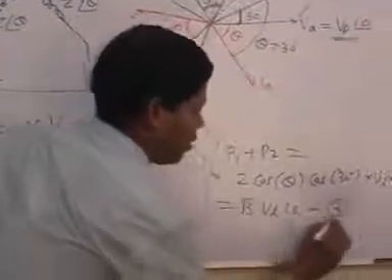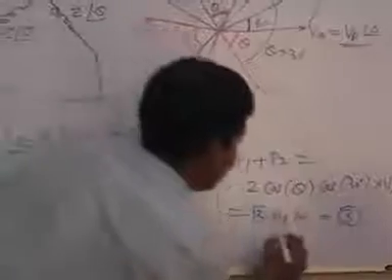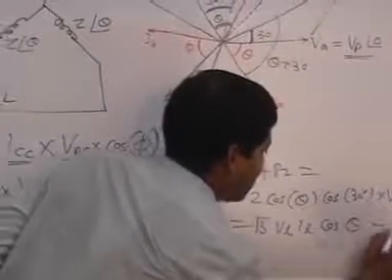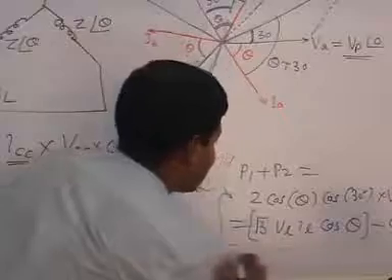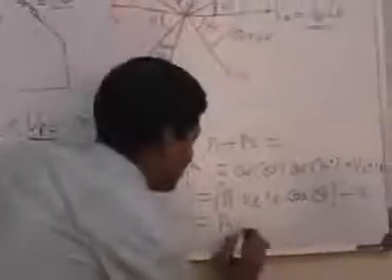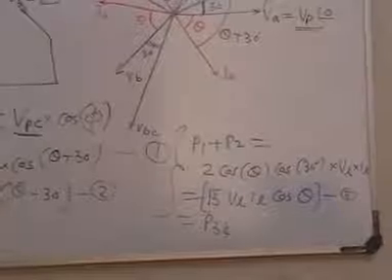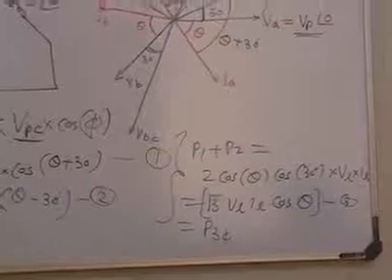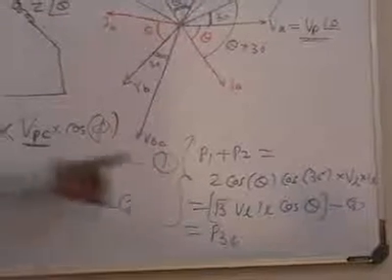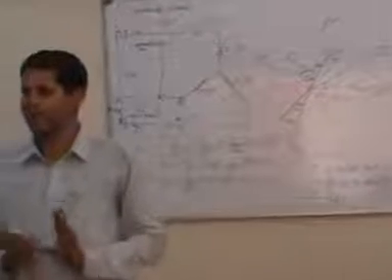Equation number 3: root 3 VL IL, and one more term here, cos theta. What is this power? This is the P3 phase. Root 3 VL IL cos theta is the 3 phase active power. That means if we sum the two readings of the two wattmeters together, the answer is the total 3 phase power.